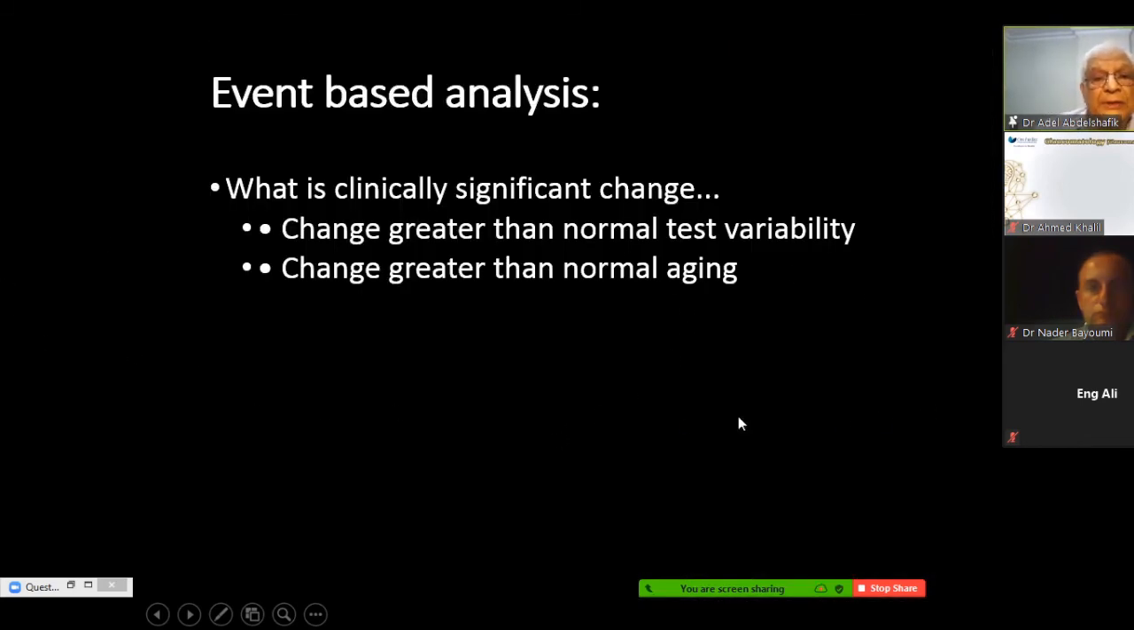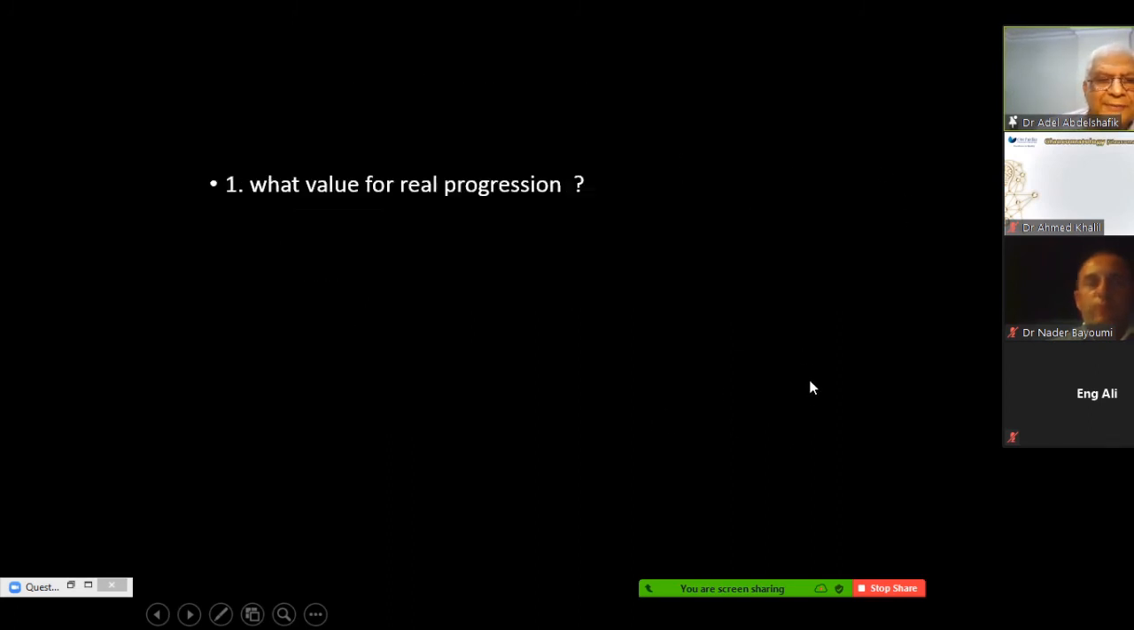If you are comparing numbers, you have to be sure that the change is not due to inter-test variability from one test to another. Aging is not an important factor for us because we repeat the OCT every year and the change is usually half a micron or so, or less than that. So we are just concerned about the inter-test variability.